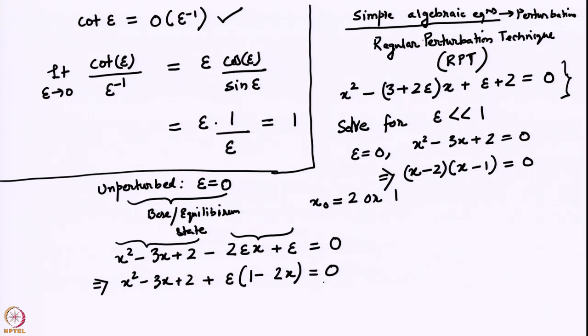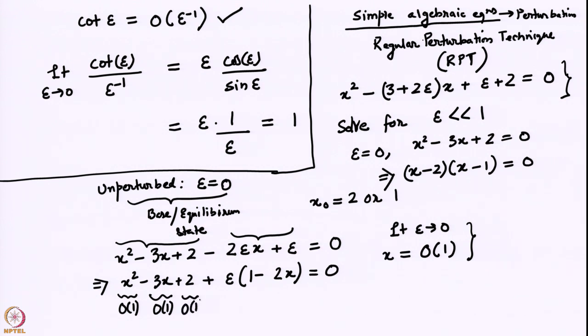to 0. Now you can see that x is a symbol for the roots of this equation. Let us say that in the limit of epsilon equal to 0 the roots are all order 1, which means that they are essentially finite, they do not go away to infinity. If I make this assumption, then I can evaluate the sizes of various terms in this equation. So if x is an order 1 term, then x square is also an order 1 term. This is an order 1 term. This is of course an order 1 term. This whole thing is an order 1 term. This is an order epsilon term. The product of these two is an order epsilon term.